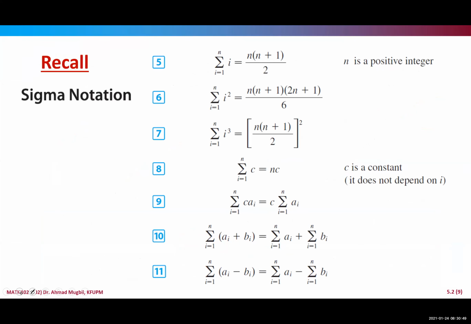Let's take an example. It is better to have an example, but before that, we need to recall, ya shabab, the sigma notation. We have studied this before. Do you remember? The sigma of i, the sigma of i squared, the sigma of i cubed. How to do that when you have a constant multiplied by other quantities depending on i, and so on.